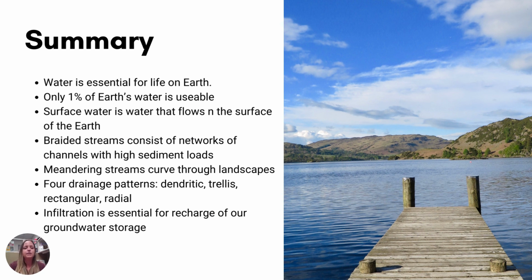All right, so just to summarize the surface water: water is essential for life. Only 1% of Earth's water is usable. Surface water is water that flows on the surface of the Earth. We're looking at braided streams and meandering streams. Braided streams are networks of channels with high sediment load. Meandering streams curve through the landscape, and we see four drainage patterns here: dendritic, trellis, rectangular, and radial. And then infiltration is essential for recharge of our groundwater systems, which we're going to talk about in the next lecture.